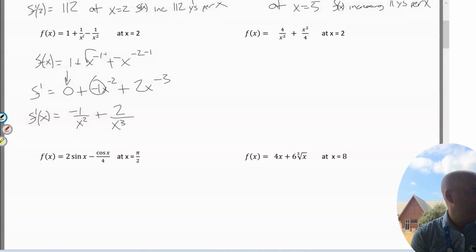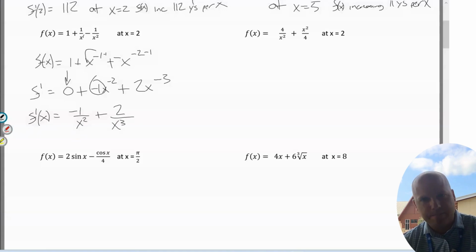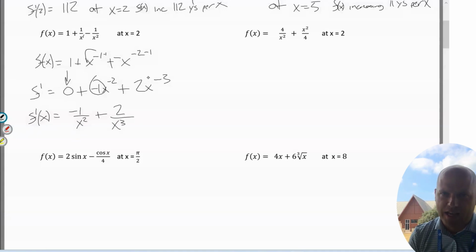I bet if you're trying this by yourself, which you all should be doing, some of you are moving that 2 down, or you're moving the negative 1 down. The 2 stays, it's not being taken to the power. It's just the x that is being taken to the power.